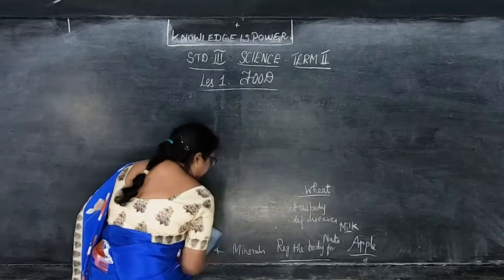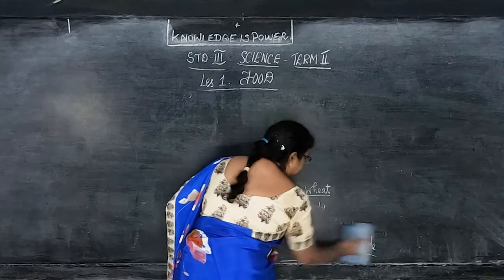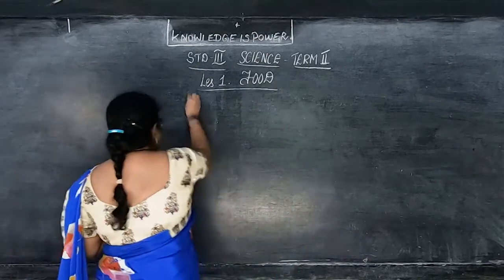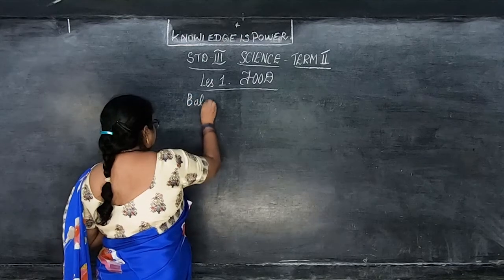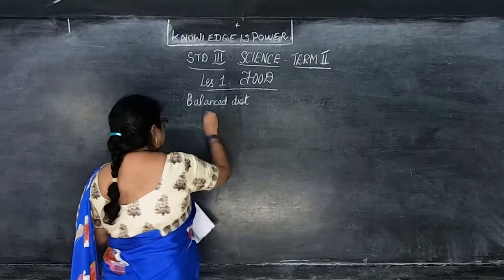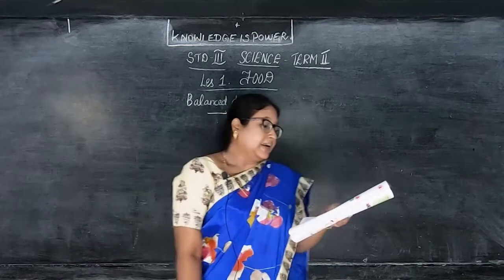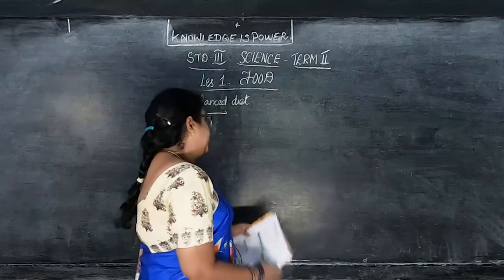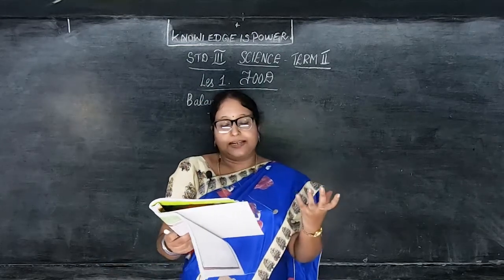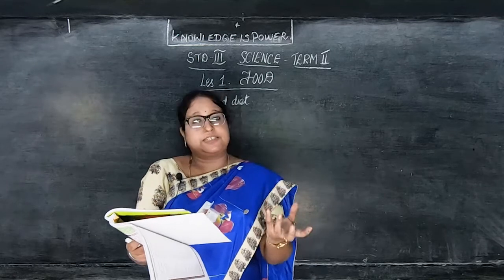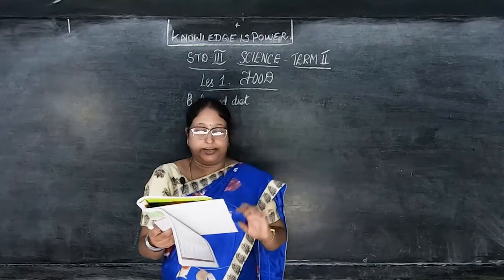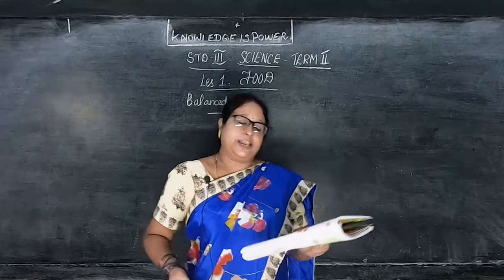So in the page number 40. The next is a balanced diet. Okay, children. So what is balanced diet? Diet refers to the food we eat. Okay, what we eat is a diet, right? A balanced diet contains all nutrients. All nutrients in the right amount. It also includes fiber and water.